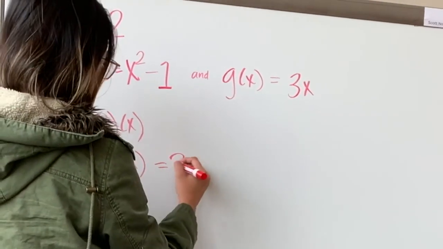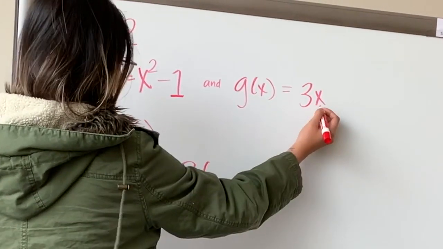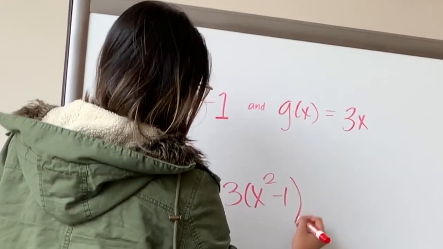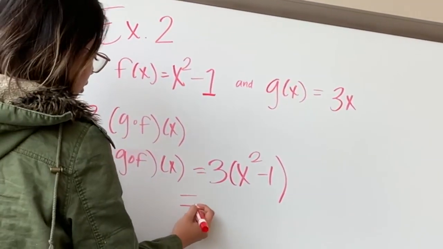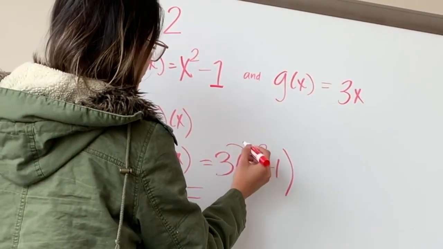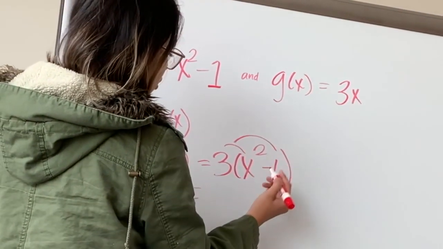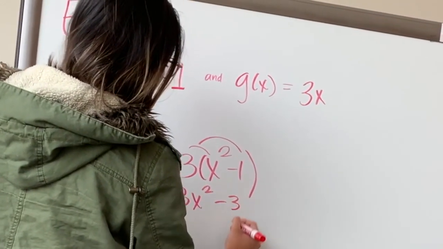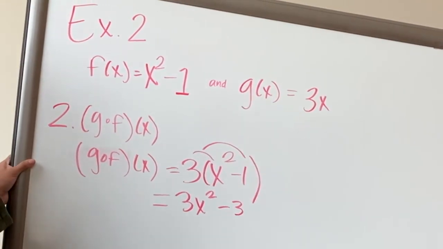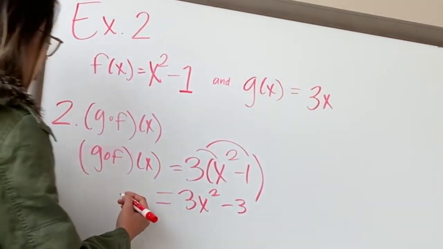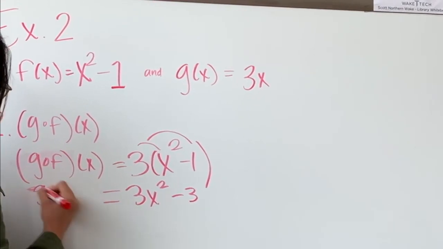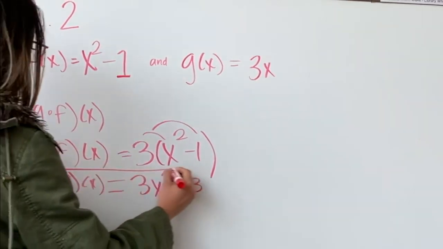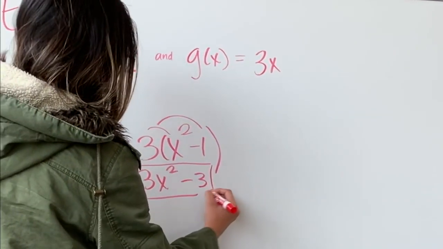So here we have 3, then we have an x, so we're going to be replacing this x with the f of x function, which is x squared minus 1. Now, to further complete and simplify this problem, we're going to be distributing the 3 to x squared and the 3 to negative 1. So it's going to be 3x squared minus 3. And this is actually our final answer. So we don't have to do anything else here. Write out your final answer with g composed of f of x equals 3x squared minus 3. Just make sure to always circle or square your answer.